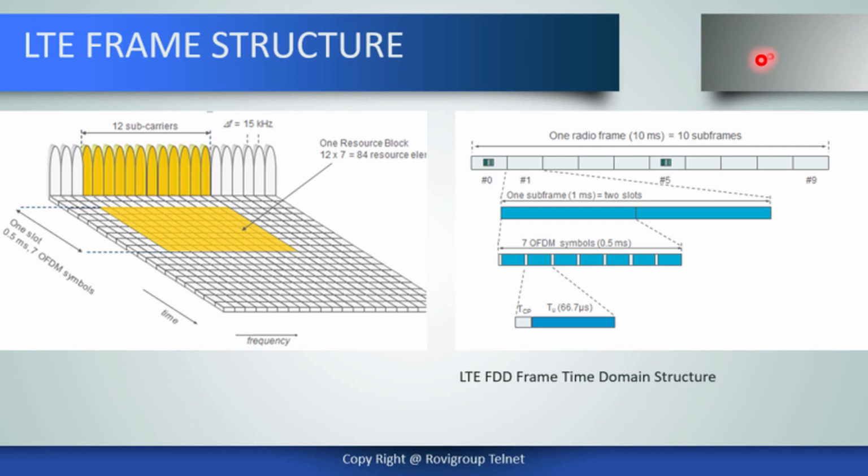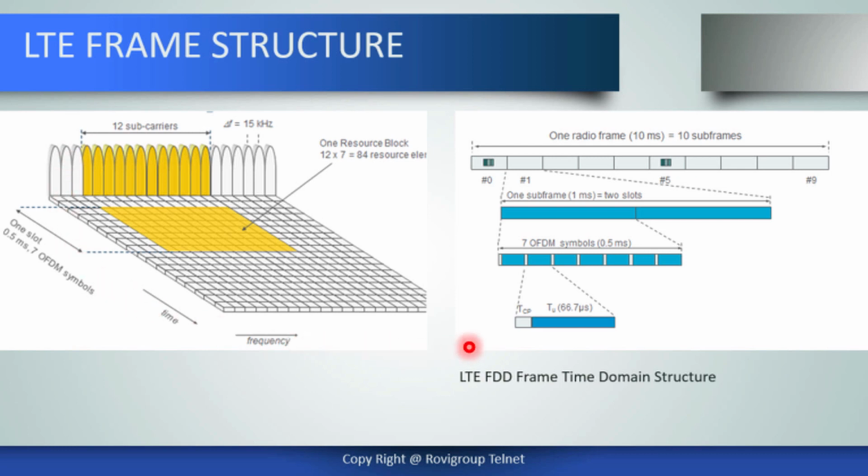In the LTE frame structure, in the time domain, you have a frame of 10 milliseconds. In each frame, you have 10 subframes. So one subframe duration is 1 millisecond. In each subframe, there are two slots. So the slot duration is 0.5 millisecond. Then that slot is further subdivided into 7 OFDM symbols.